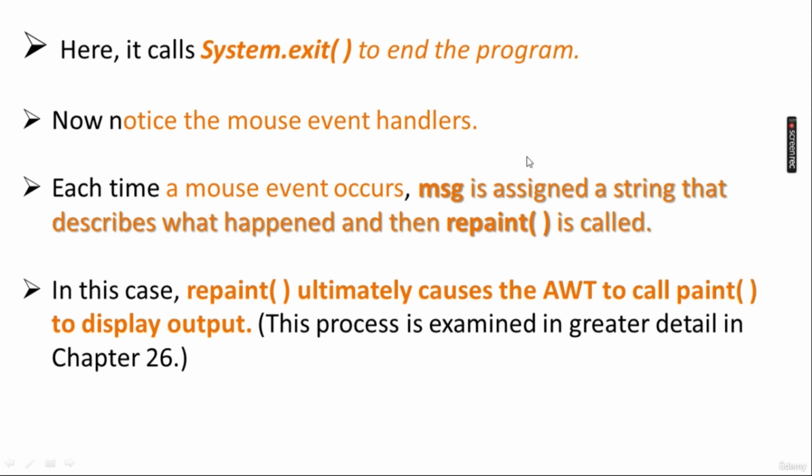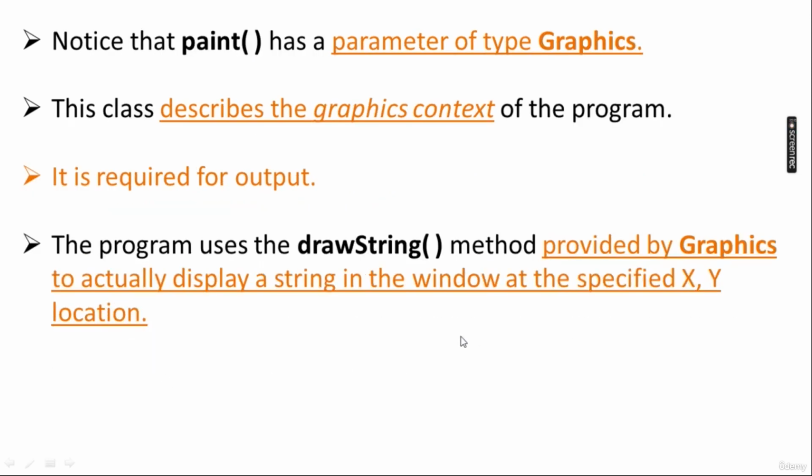Now we will see the mouse event handler. Each time a mouse event occurs, message is assigned a new string that describes what happened, and then repaint is called, which ultimately tells the AWT to call paint. We will see this process in detail later in this chapter. Paint has a parameter of type Graphics, which is compulsory. You cannot omit the paint method; you have to implement it.